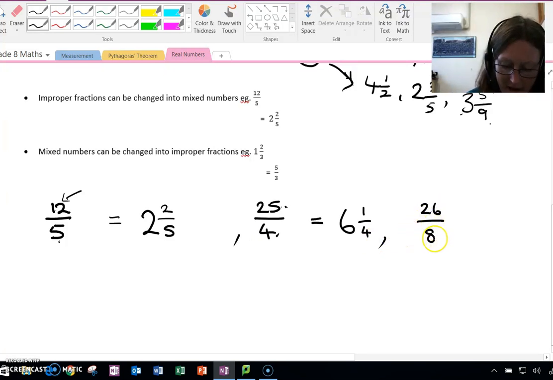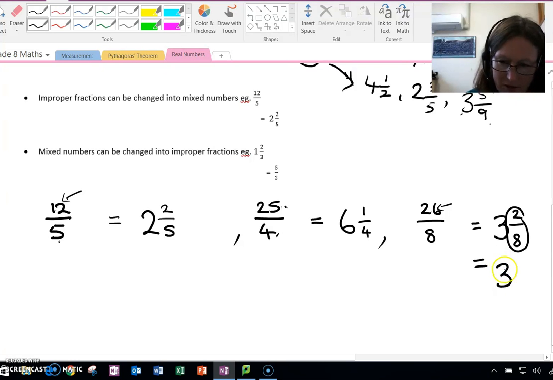26/8. How many times does 8 go into 26? The answer is 3. 3 8s are 24. The number is 26, so there's 2 out of 8 left over. With this one, we can do one more step. Let's look at the 2/8. We can simplify that. So we keep the 3 there, but with 2/8, we can simplify it by saying 2 goes into both of those numbers. 2 goes into 2 once, and 2 goes into 8 4 times. So we can say that 2/8 is actually 1/4.